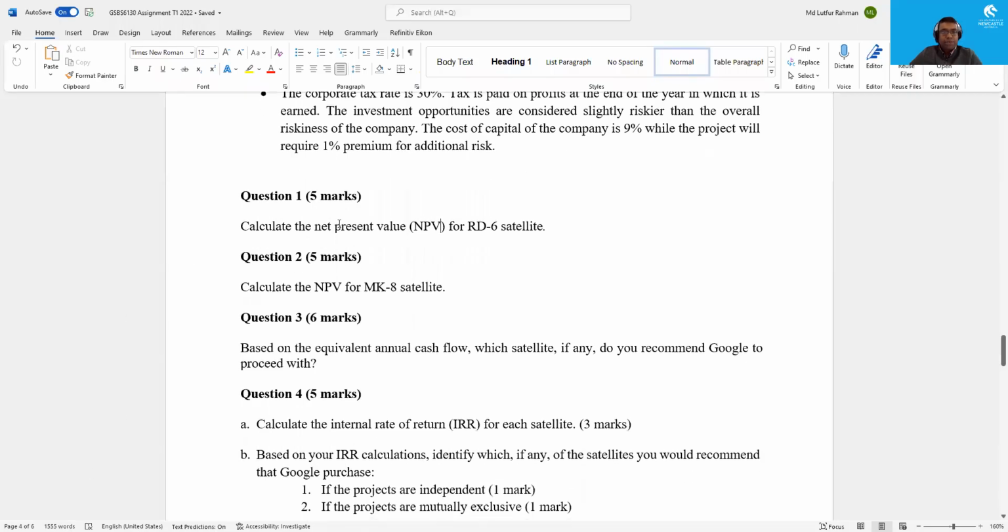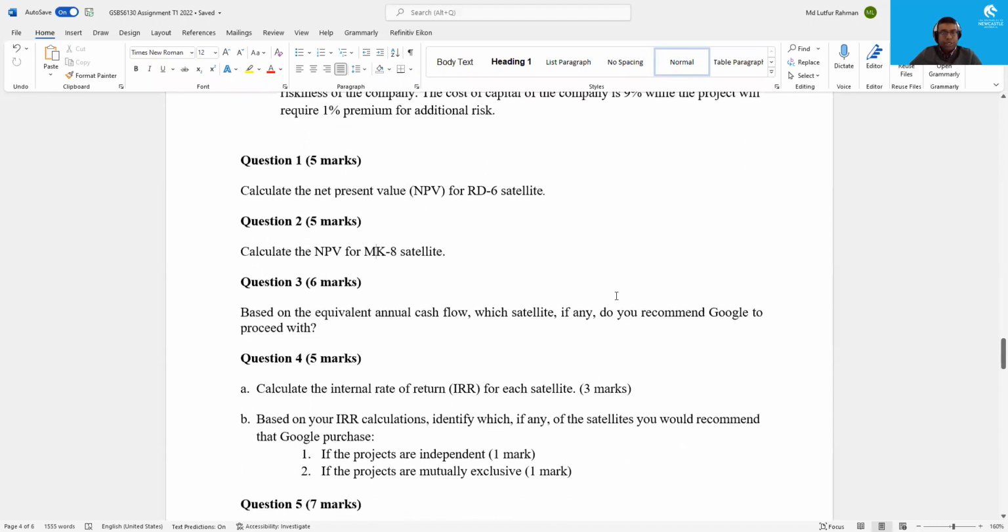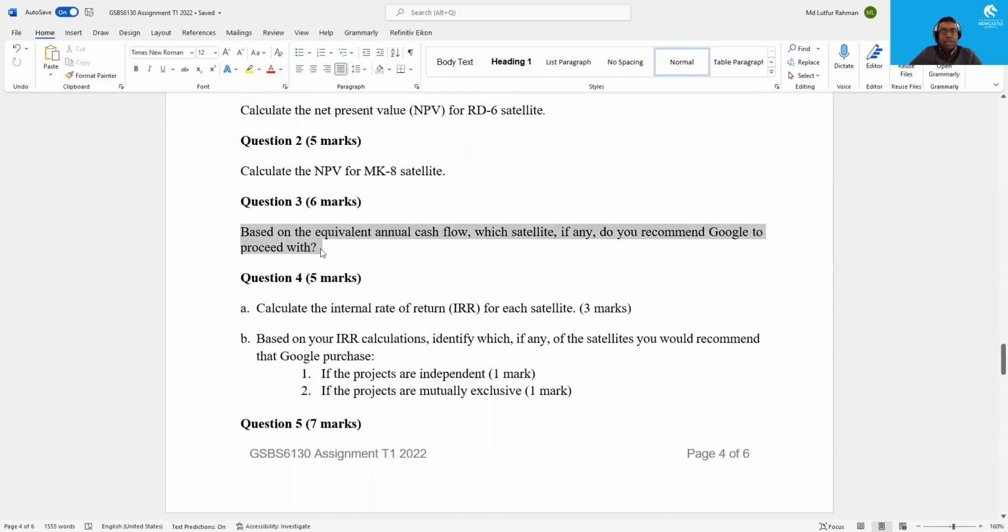Okay, so the first two questions I already explained, calculation of NPV. The third question was based on equivalent annual cash flow. So you just need the annuity formula, 1 divided by R minus 1 divided by R into 1 plus R power N. So that is the annuity formula. You put interest and the life of the project, get the PVIFA, and divide NPV by that figure. Okay, and you have noticed that RD6 has a higher equivalent annual cash flow. So you should provide a clear recommendation that RD6 should be accepted as it has a higher equivalent annual cash flow.